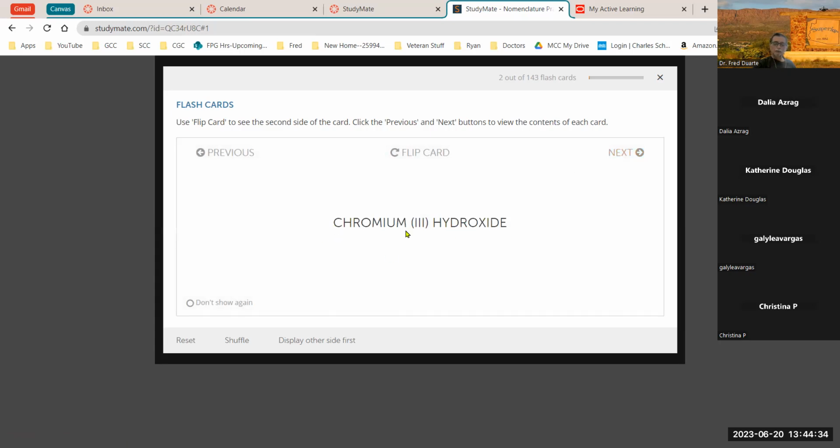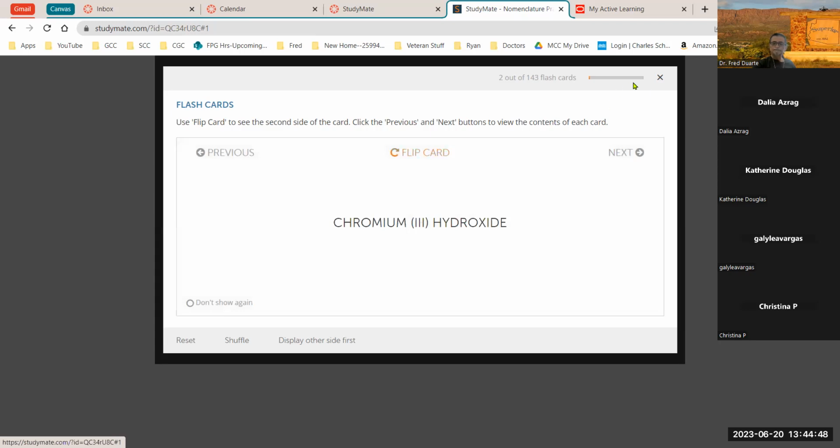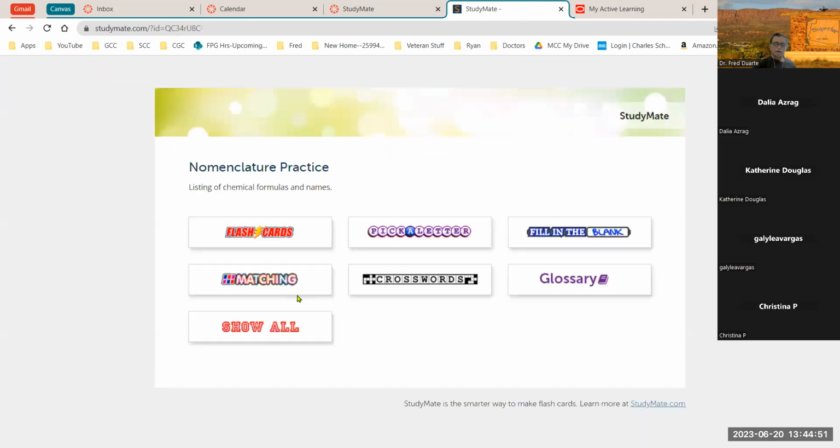Here you're given chromium Roman numeral 3 hydroxide, and from that information, come up with the formula. You want to get to the point where you can go from formula to name or vice versa, okay? You can use the flashcard or you can use the matching. I wouldn't use the other choices, though you're welcome to go in there and look at them. Some of those other choices don't understand what to do with parentheses and subscripts and so forth, so they give you the wrong information. But matching and flashcards are pretty straightforward.